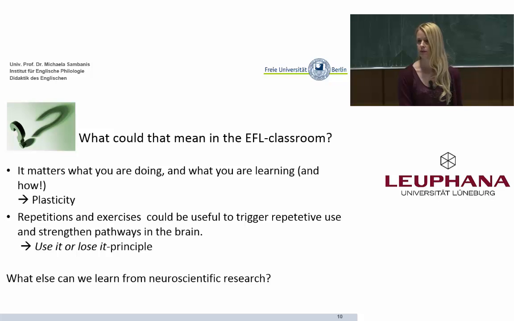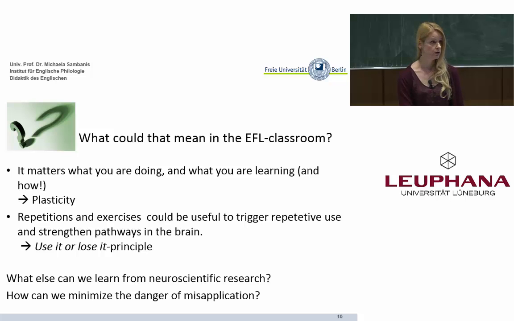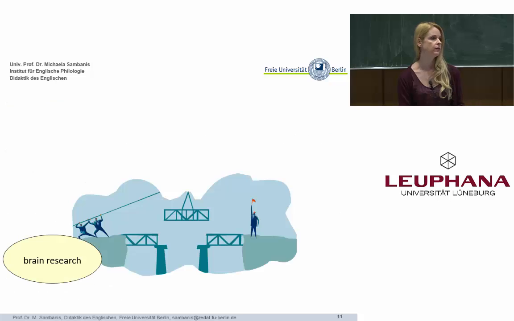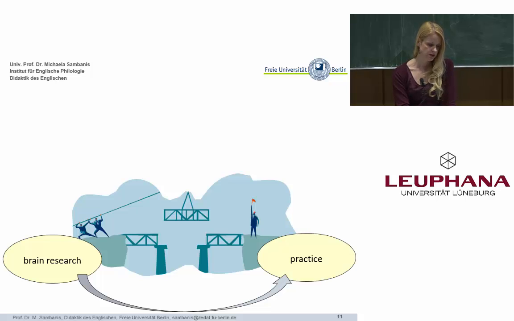All right so far, but what else can we learn from neuroscientific research? And another important question, how can we minimize the danger of misapplication of brain research? How can we be sure to draw the right conclusions from brain research for our classrooms? Let me show you how I'm trying to bridge the gap between research and practice. So, how can this bridging from brain research to practice succeed?